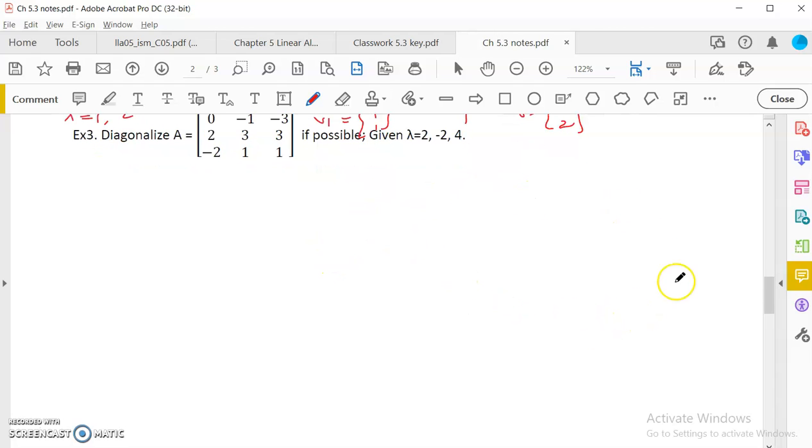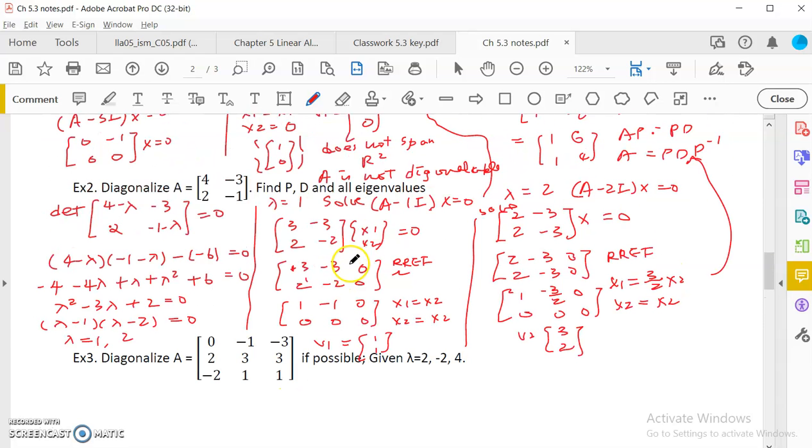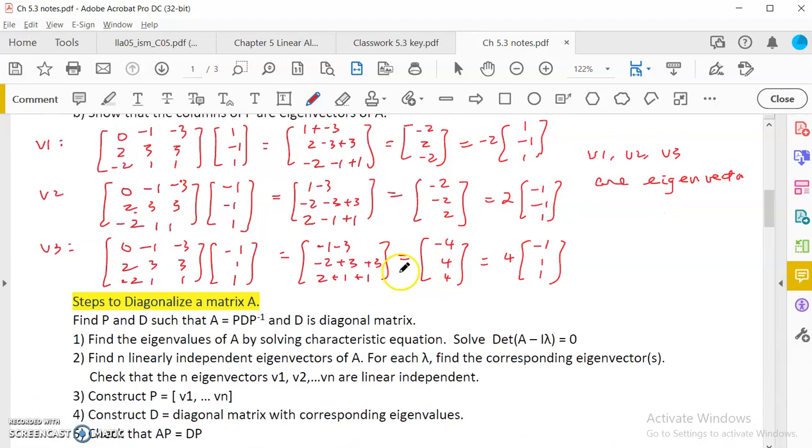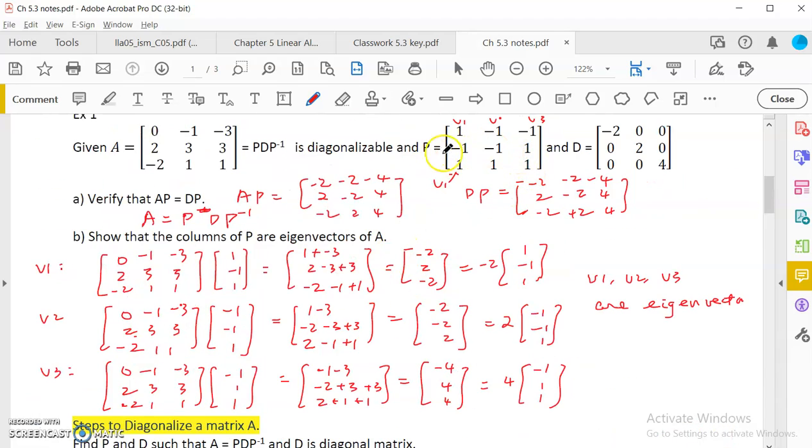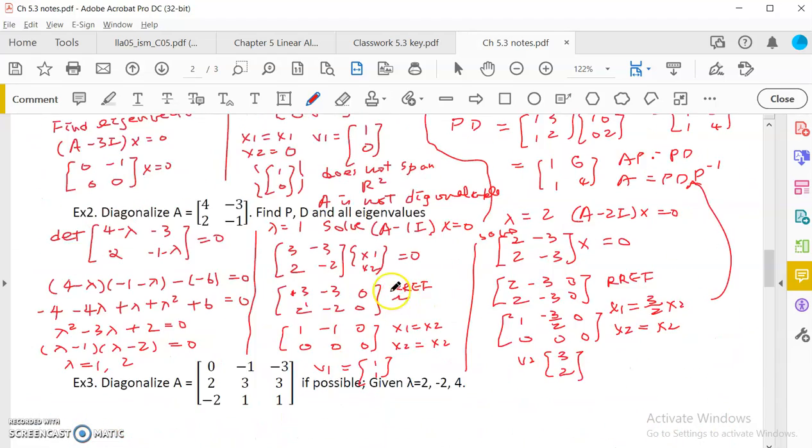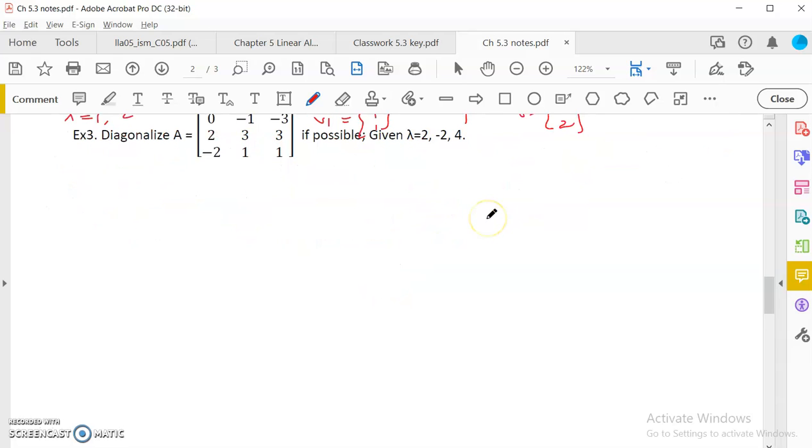Let's do the 3 by 3. This is actually the one that we did in the last video, when we were given P and D. So we'll just show how we can find them. Because it's a 3 by 3, it's harder to find eigenvalues unless you use a calculator. Most of the questions you get would be provided with a lambda. So let's do lambda equal to 2 and figure out the eigenvector.